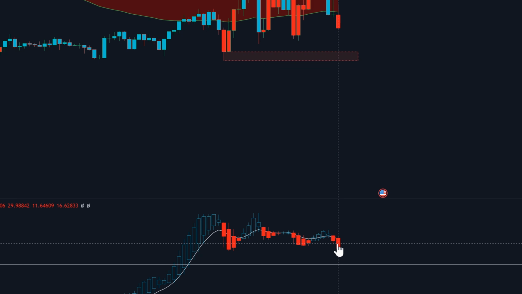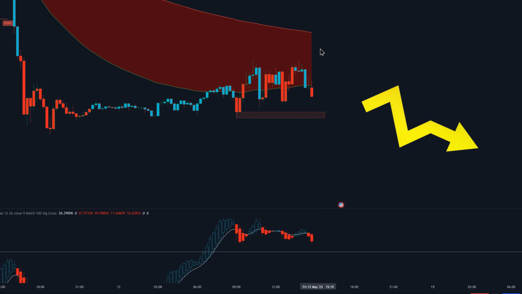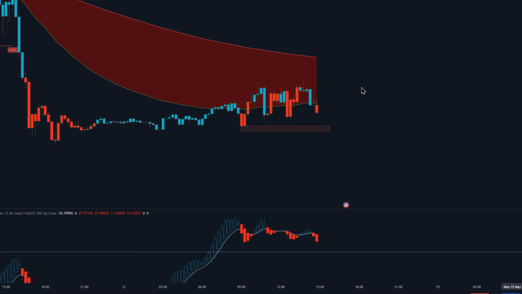Now, during the MACD crossover, the market should be in a bearish trend. To confirm that, we're going to be using the EMA Trend Cloud indicator. We need this trend cloud to be colored red at the time of the MACD crossover.